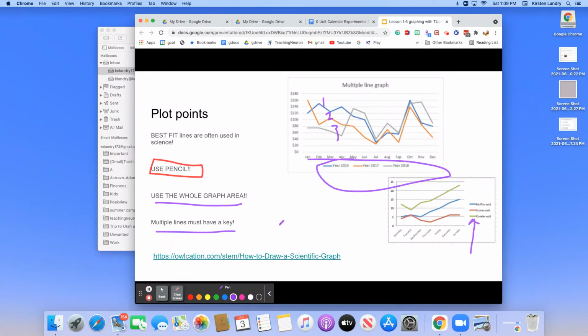If you would like a little bit of reading, this is a great resource for you on how to draw a scientific graph. I think it's a great thing if you're struggling a little bit with scientific graphs. Okay.